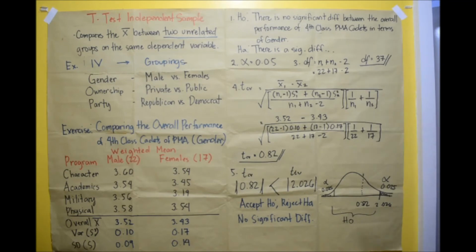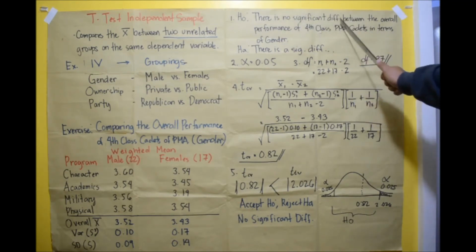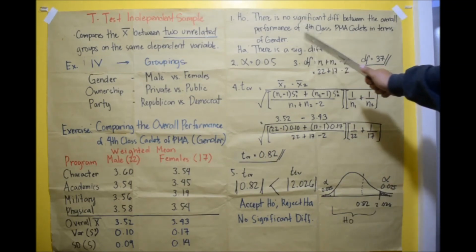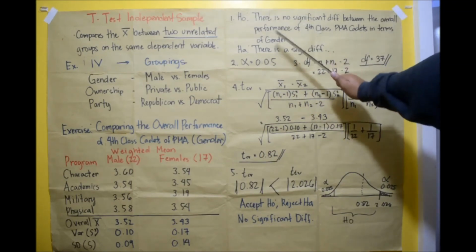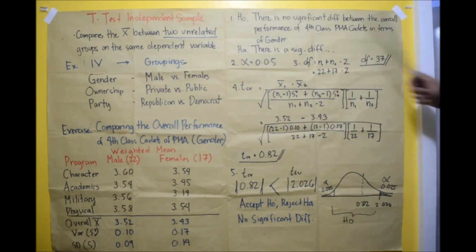Graph first your hypothesis testing. So, technically, null hypothesis: no significant difference between the overall performance of 4th class cadets in terms of gender. HA, we just made it affirmative, no? Okay, tinatamad tayo. Number 2, alpha is 0.05. Get your degree of freedom.